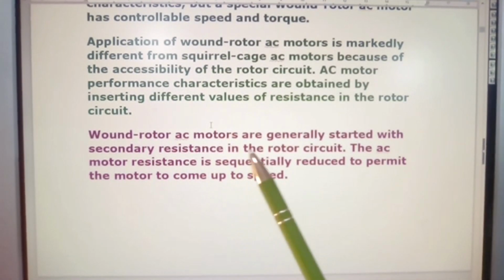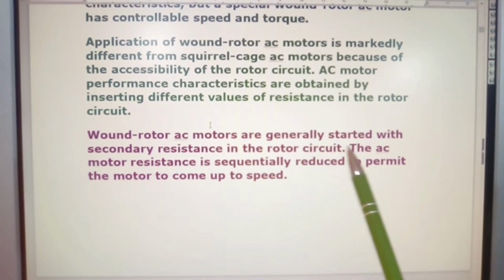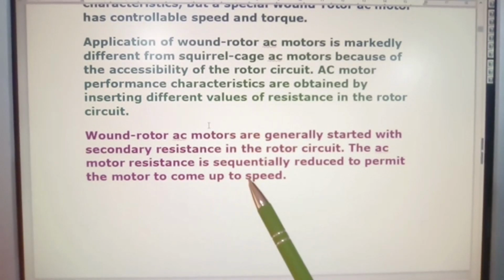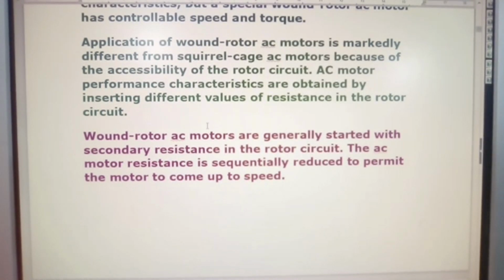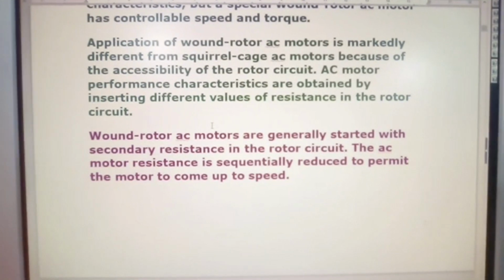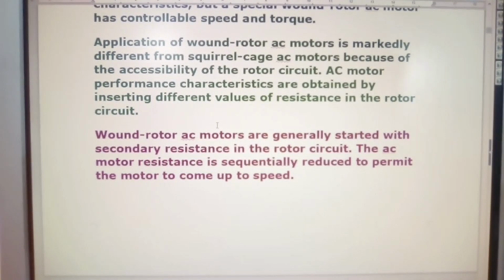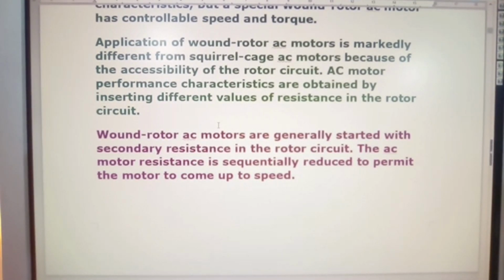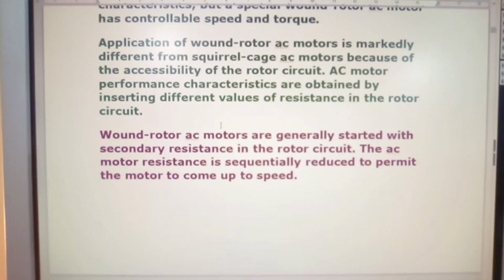Wound rotor AC motors are generally started with secondary resistance in the rotor circuit. The AC motor resistance is sequentially reduced to permit the motor to come up to speed. Okay. Star delta, you can refer this to a star delta starter. So you push up the handle, and then the motor slowly begins to wind round and start up. And as it begins to reach maximum load, you put it to run, and the motor then takes over and runs at its full correct speed.